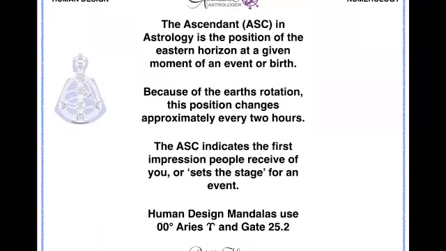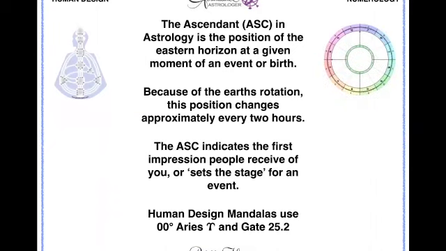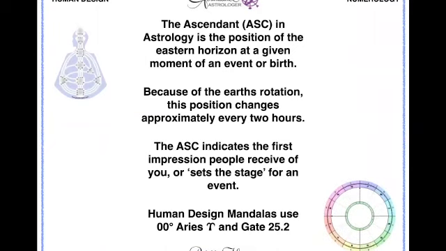So the ascendant in astrology is the position of the eastern horizon at a given moment of an event or a birth. And because of the Earth's rotation, this position changes about every 2 hours. So it is important to have the correct time. The ascendant indicates the first impression that people receive of you, or sets the stage for an event.